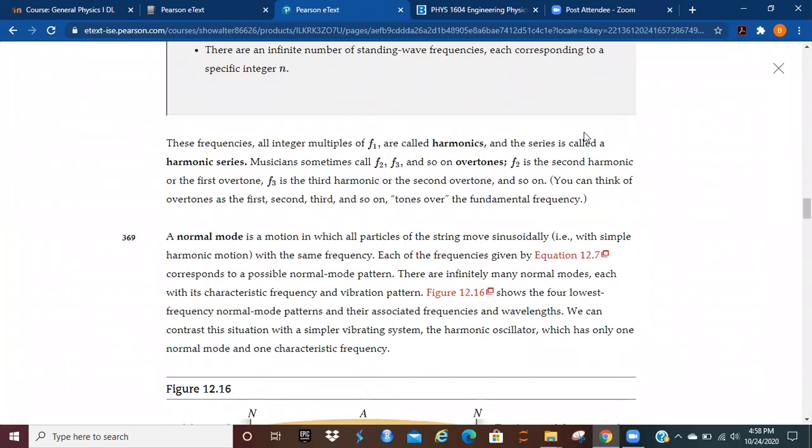And these are going to be called harmonics, and the series is called a harmonic series. And musicians sometimes call this F2, F3, and so on overtones. So F2 is the second harmonic or the first overtone, F3 is the third harmonic, and so forth.